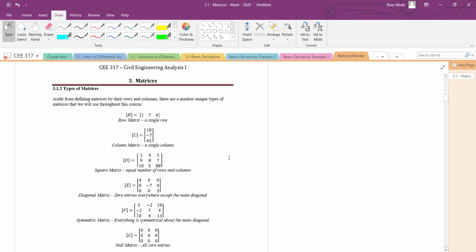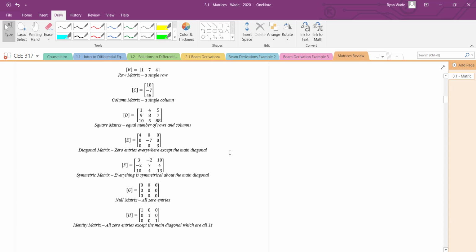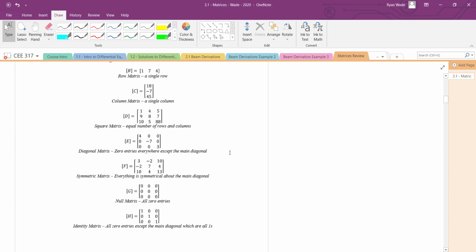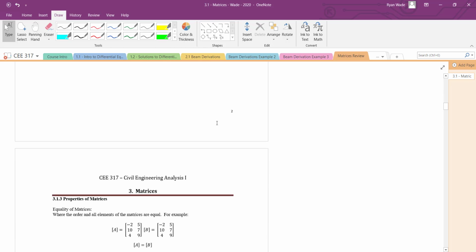So there's a bunch of different types of matrices that we're talking about: row matrix, column matrix, square matrix, diagonal matrix, symmetric matrix, null matrix, and the identity matrix. A couple of things that we're going to be using: we're definitely going to be using the identity matrix. We're not going to try to use all square matrices, but the identity matrix is something that's going to come up again. You just know that you have these in your notes here, and if I bring up different types of matrices in a row or column, you can always backtrack and talk about these types of matrices.